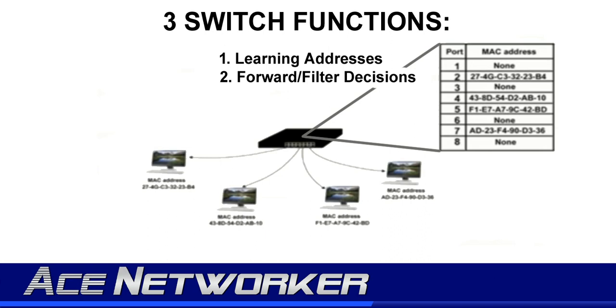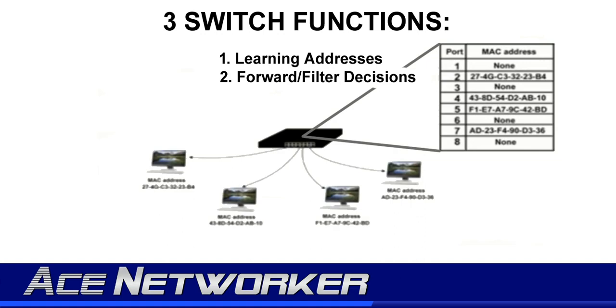Now, really quickly, if the switch reads the destination MAC address on an incoming frame, and that MAC address does not match anything in its own filter table, then what the switch does is it will forward that frame out all the other interfaces except the interface that the frame arrived to on the switch.